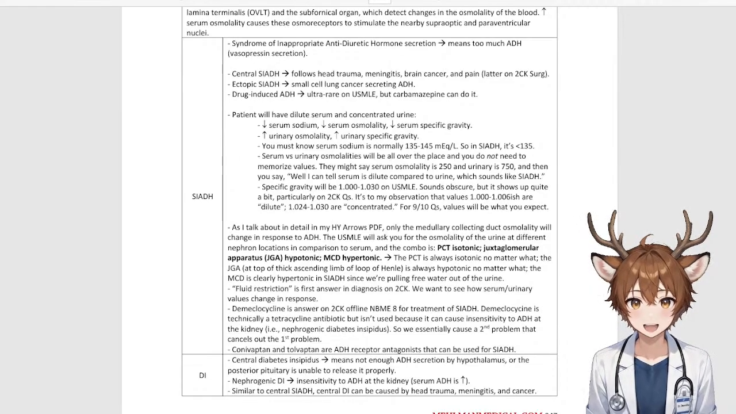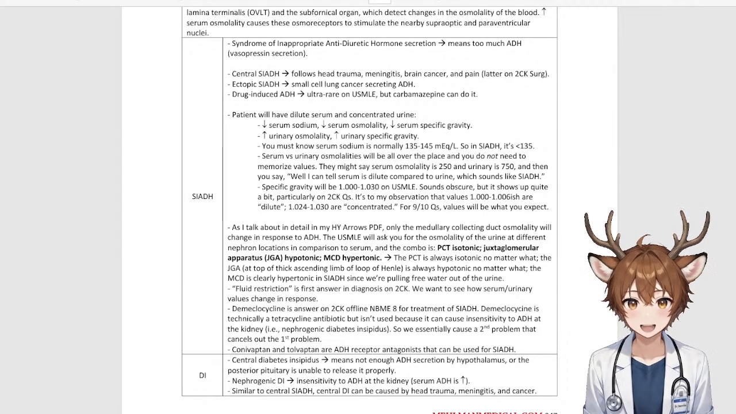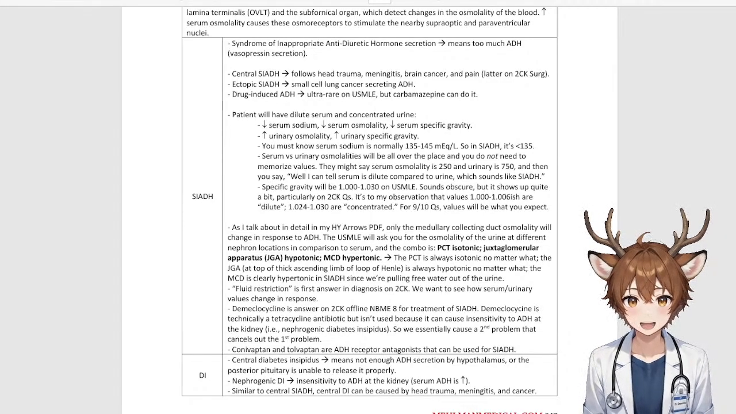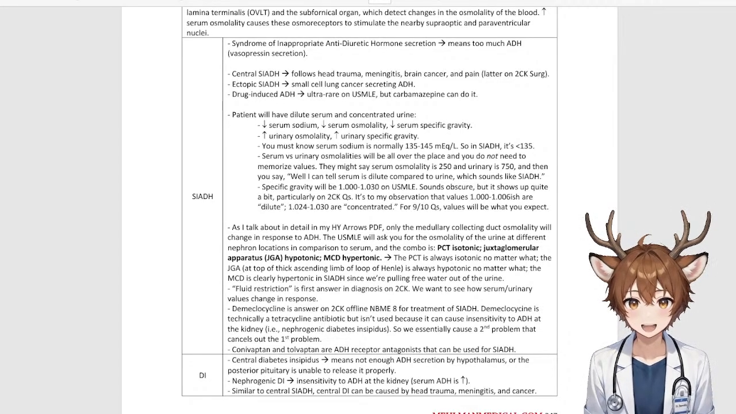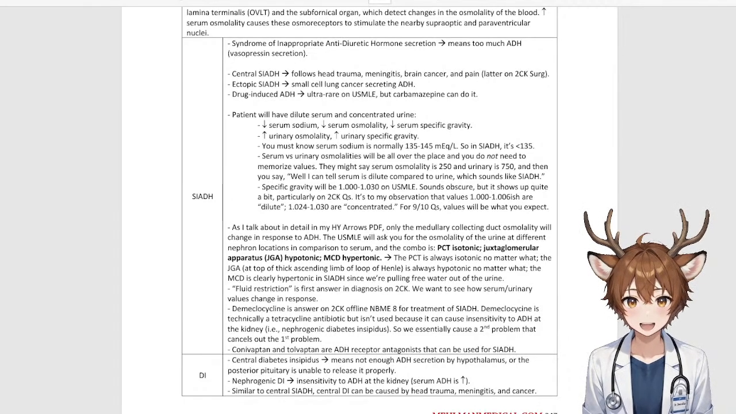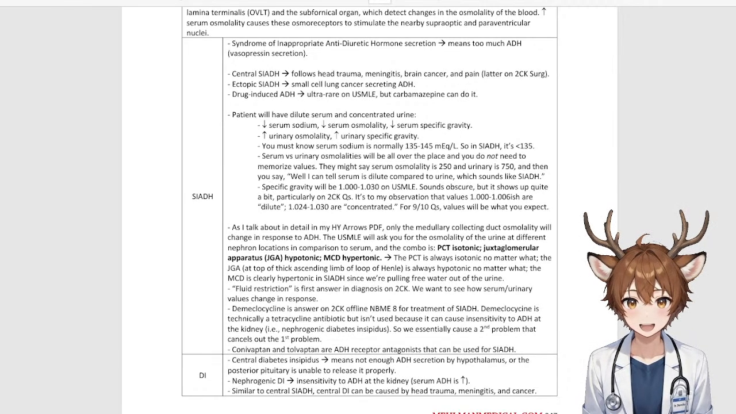Patient will have dilute serum and concentrated urine. Decrease in serum sodium, decrease in serum osmolality, decrease in serum specific gravity. Elevated urinary osmolality, elevated urinary specific gravity. You must know serum sodium is normally 135 to 145 milliequivalents per liter, so in SIADH, it's less than 135.